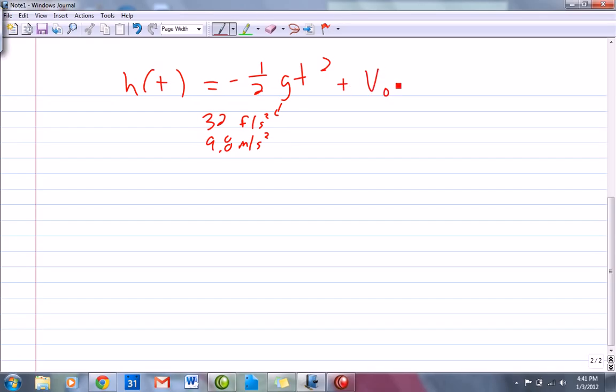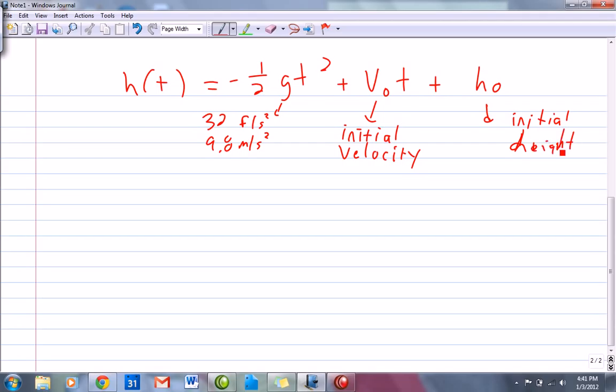Plus the initial velocity times time, that's the initial velocity. If we're simply dropping something, there's no initial velocity. If we're throwing it upwards, there's a positive initial velocity. If we're throwing it downwards, a negative initial velocity. Plus the initial height, and we call that h sub naught, and that is the initial height from which we're dropping a rock or whatever the case may be. So that was established by Newton, I believe, long ago, and we're going to use that.